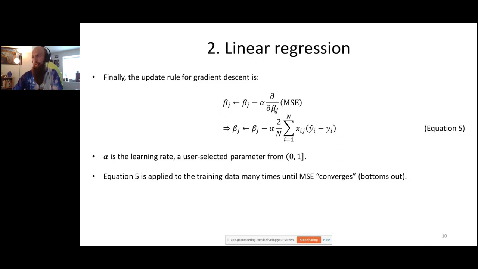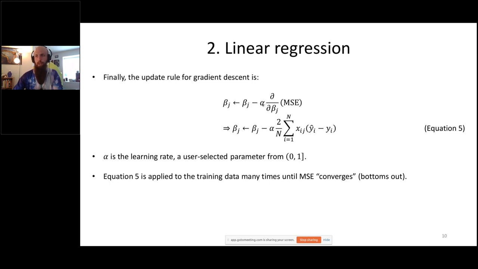So this top line here, or this bottom line if you prefer something more explicit, these are just different statements of the update rule for gradient descent. So for each one of the coefficients beta sub j, at each iteration of linear regression, you adjust that beta sub j. So beta sub j becomes beta sub j minus alpha times the derivative of MSE with respect to beta sub j. And this alpha is the learning rate.